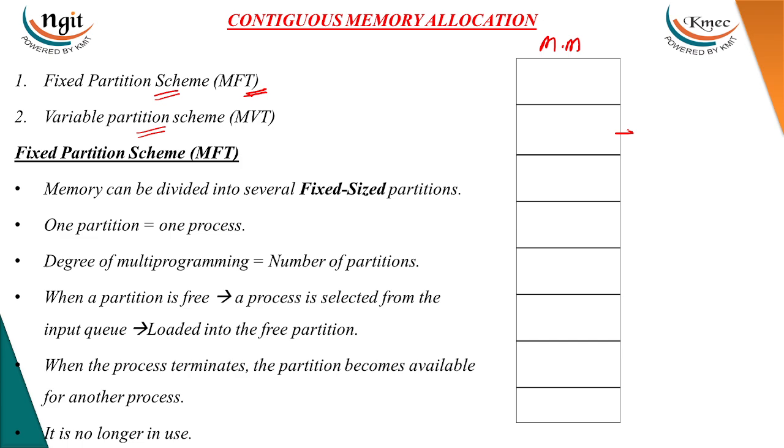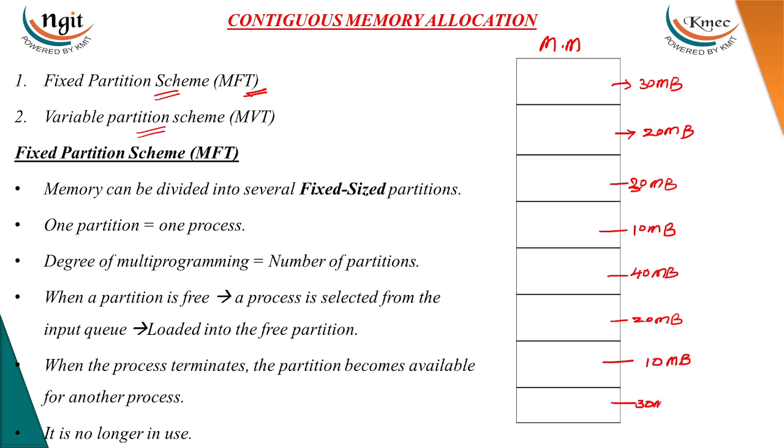Suppose this block is 20 MB, this block is 30 MB, this is 30 MB, this is 10 MB, this is 40 MB, this is 20 MB, this is 10 MB again, and this is 30 MB. So the total size is 50, 80, 90, 130, 150, 160, 180. The total will be 180 MB.